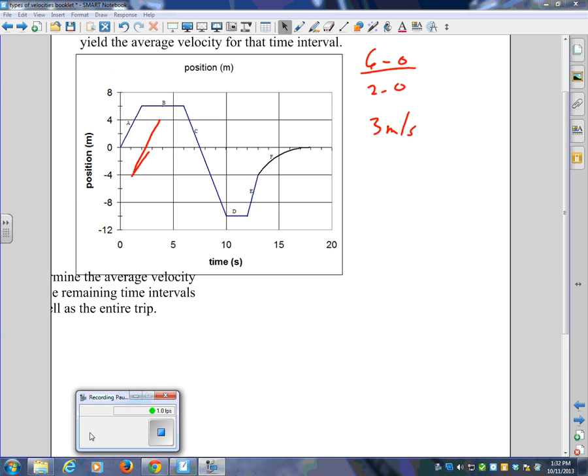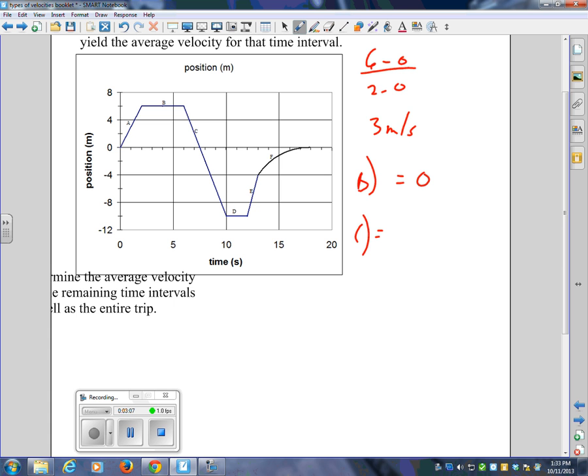Okay, I'm hoping nobody spent a lot of time on B, right? Because B is what? 0, right? Flat. C might have been a little trickier. I hope you realize right away that it should be negative slope, right? So way down here, this would be minus 10, right?